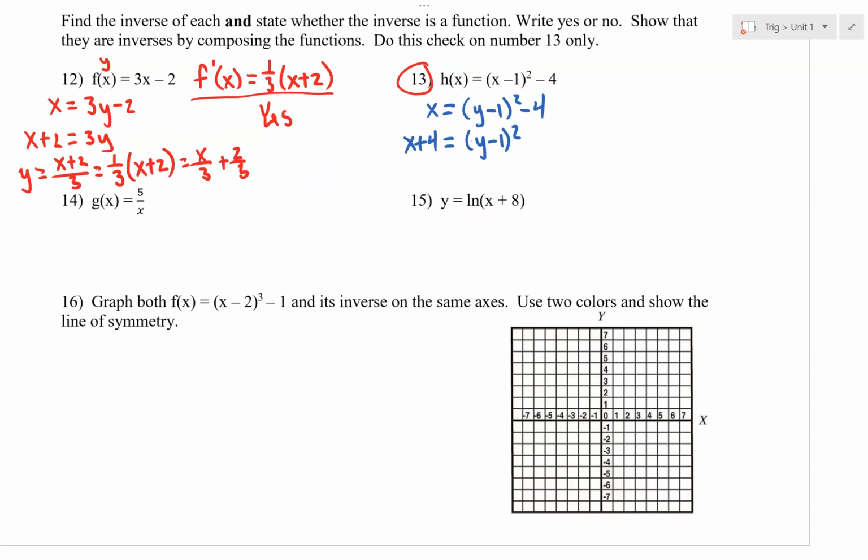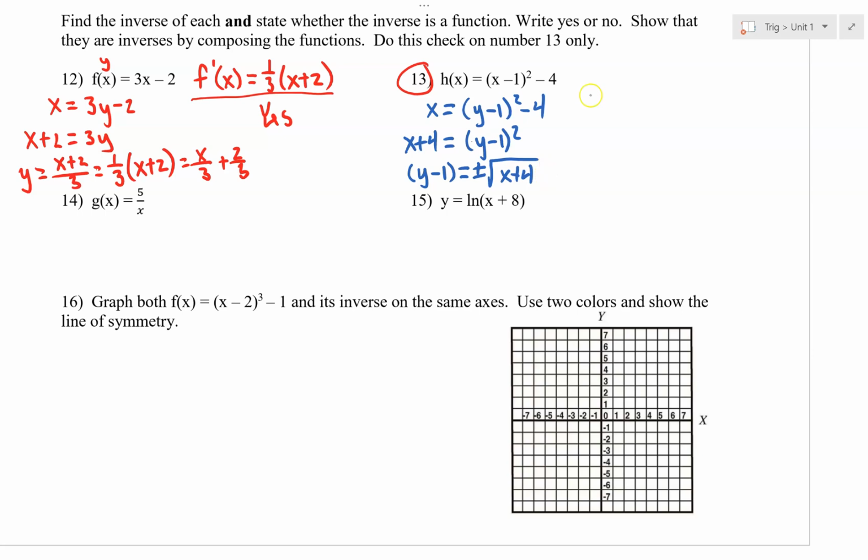Remember here, we don't want to square y minus 1. We just want to do what's opposite, take the square root. So we're going to have y minus 1 is equal to the square root of x plus 4. Now we have to remember that when we take the square root of something and you are solving an equation, you have to have a plus or a minus.